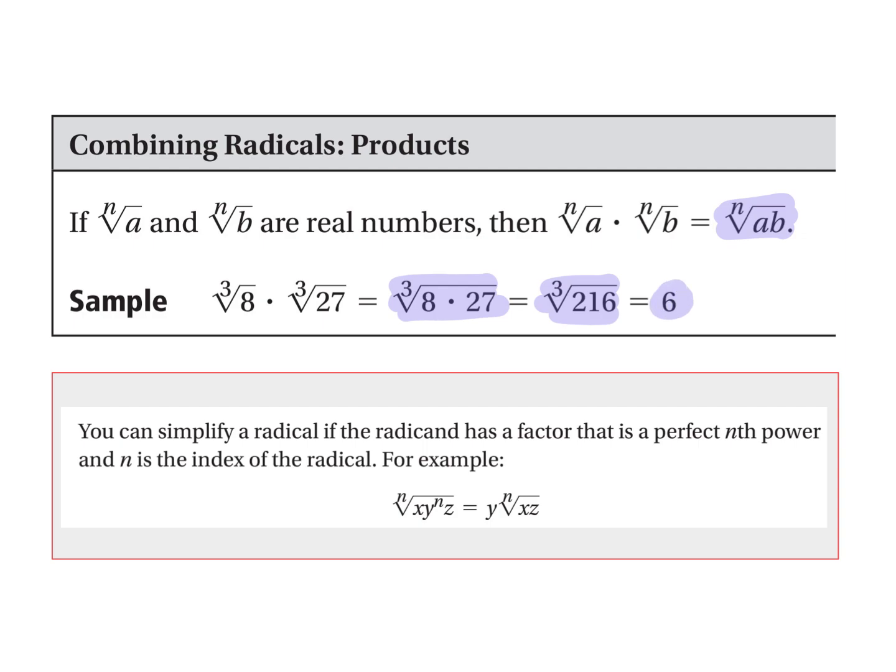Now, you can also simplify a radical if the radicand has a factor that is a perfect nth power, and n is the index of the radical. So, for example, the nth root of x times y raised to n is equal to y times the nth root of x. What you can see in here is that y raised to n is a perfect nth power of that root. That's why it's going to be out of the radical sign.